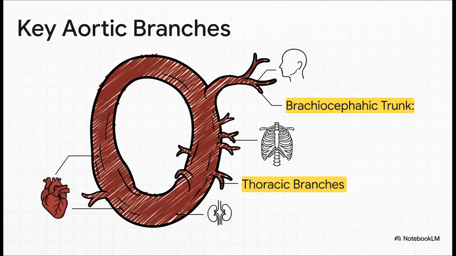Then, coming off the big arch, you get the brachiocephalic trunk, which supplies the head and front legs. As the aorta travels down through the chest, it sends off thoracic branches. And once it's in the abdomen, you get major branches like the coeliac axis for the digestive organs and the renal arteries for the kidneys. Knowing these big branches by region is a huge help.